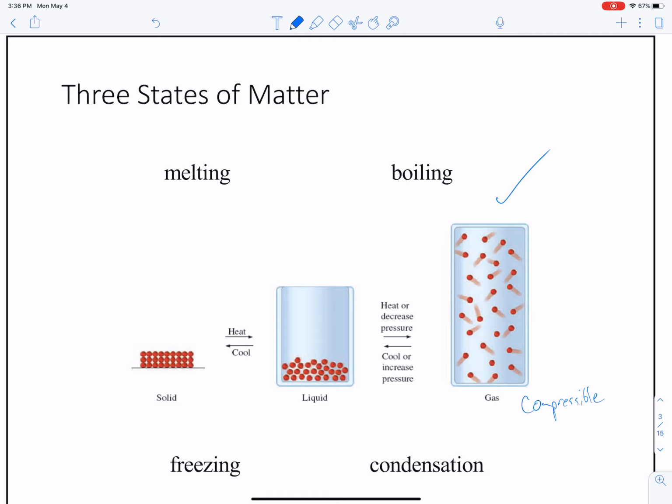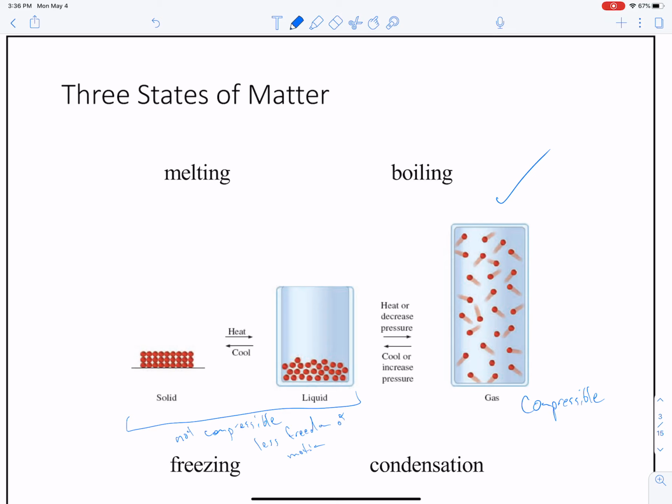However, solids and liquids are not compressible. Because these are not compressible, they don't have nearly as much movement. They don't have freedom of motion. So they have less freedom of motion.